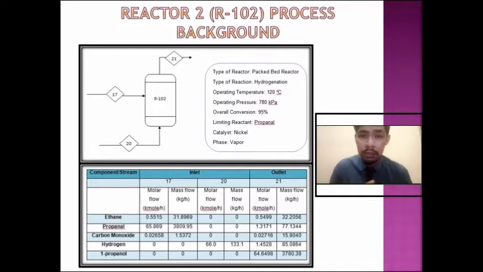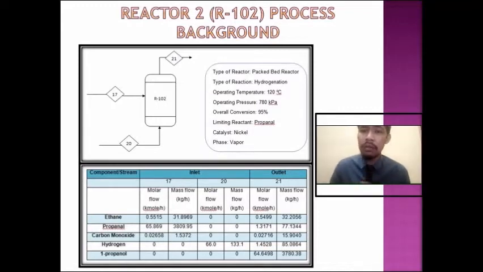120 degrees Celsius and the pressure is 780 kilopascal. Then the process for this reactor is the hydrogenation process. That means there are two inlets for this reactor. One inlet flows the hydrogen gas, which is pure hydrogen gas, and the other one is from the separator, after we separate the undesired gas and collect the desired gas and transfer it to the second reactor. And the limiting reactant in the second reactor is propanol.